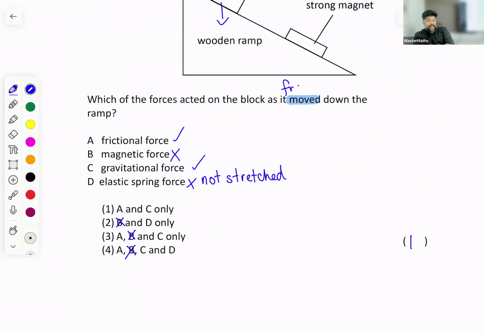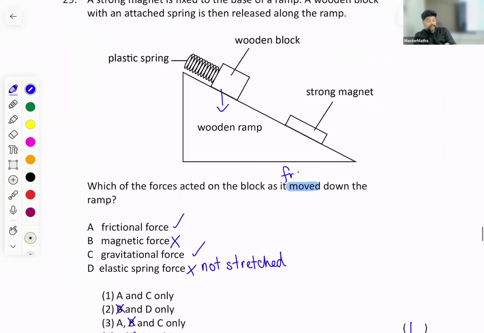Four. Why is there no magnetic force? Because this is a wooden block. Will it attract? So there is no magnetic force. Okay.